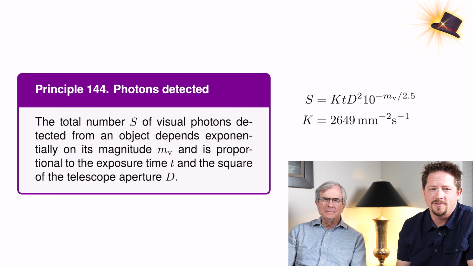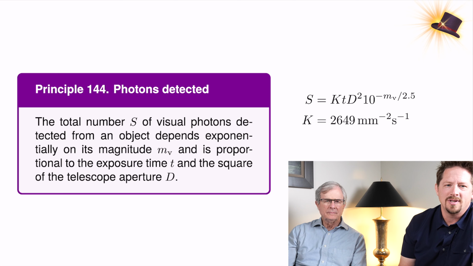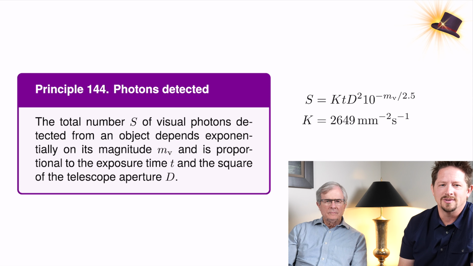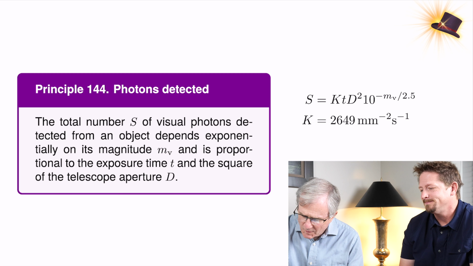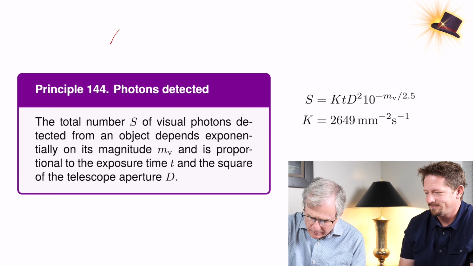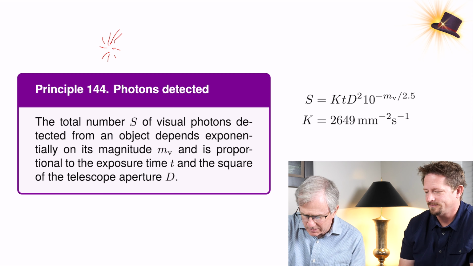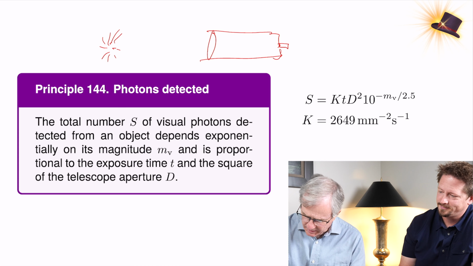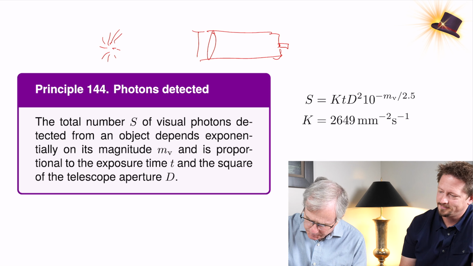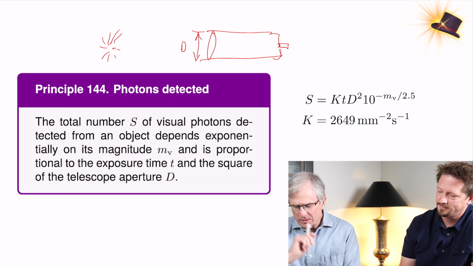Principle 144, photons detected. The total number of visual photons detected from an object depends exponentially on its magnitude and is proportional to the exposure time t and the square of the telescope aperture D. Okay, so you've got a star sending out light in all directions, and then you have your telescope and your little eyepiece or your camera or whatever. I'm such a great artist. And the diameter of the telescope is called the aperture.